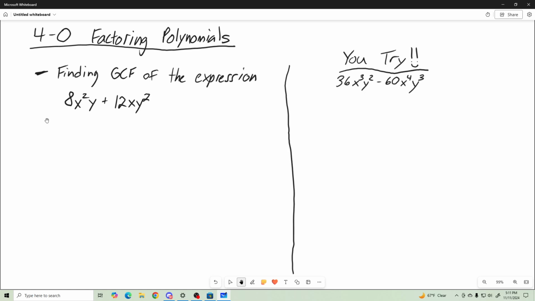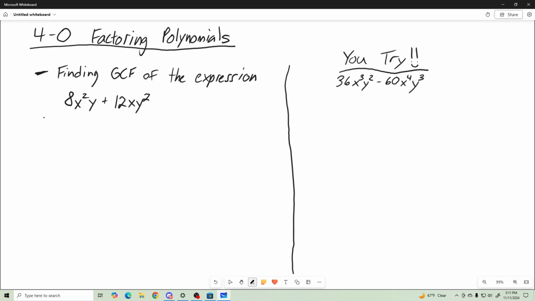So we're going to go back a little bit and do a bit of review right before we start Unit 4, which largely has to do with rational expressions. One of the most important concepts in understanding rational expressions is understanding how factoring works. So, first thing we're going to do is learn how to find the GCF of an expression.